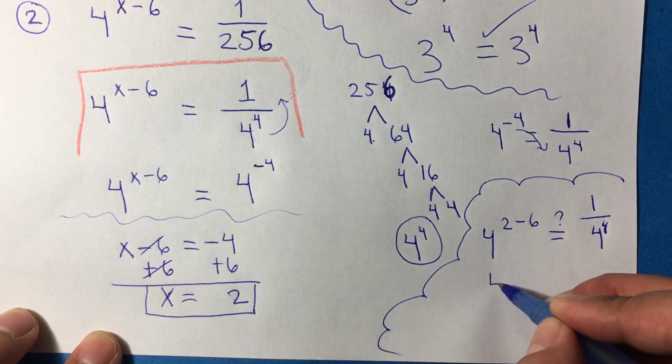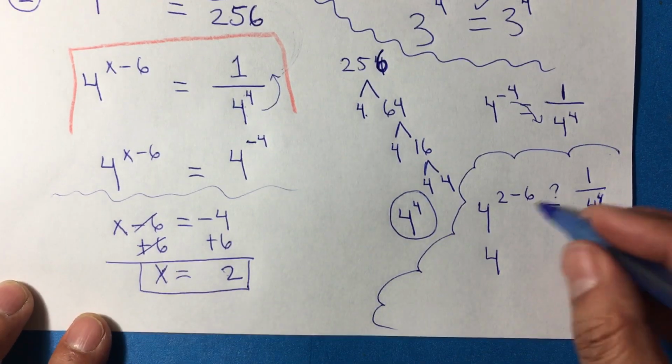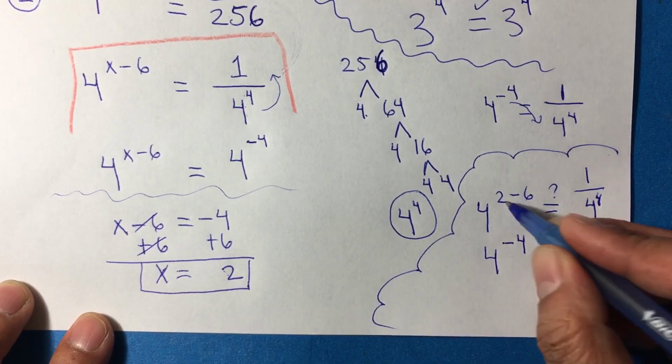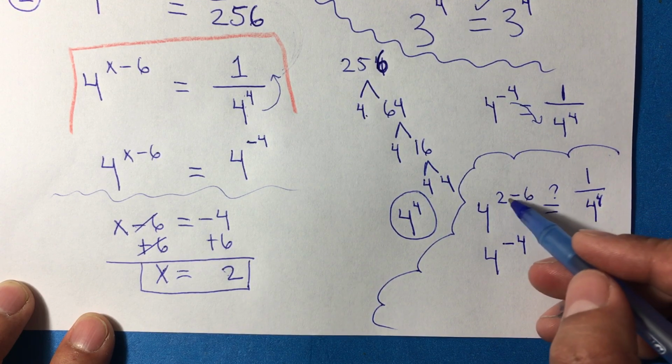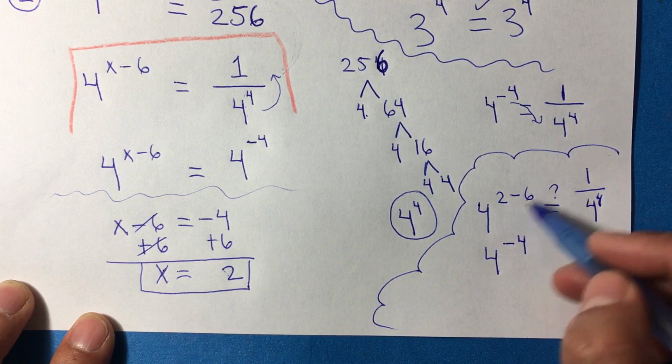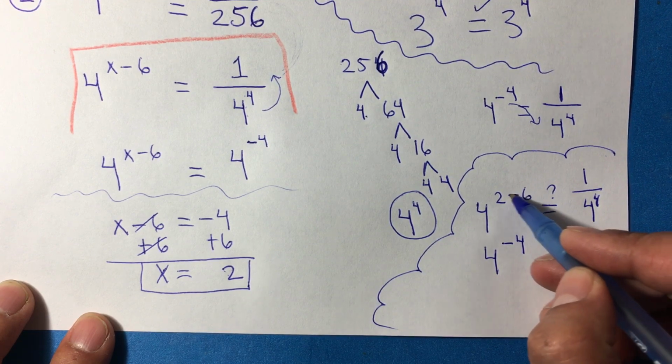In here we have 4. 2 minus 6 is negative 4 because remember, different signs, we subtract. 6 minus 2 is 4 and leave the greater sign, which is the 6, so it's negative.